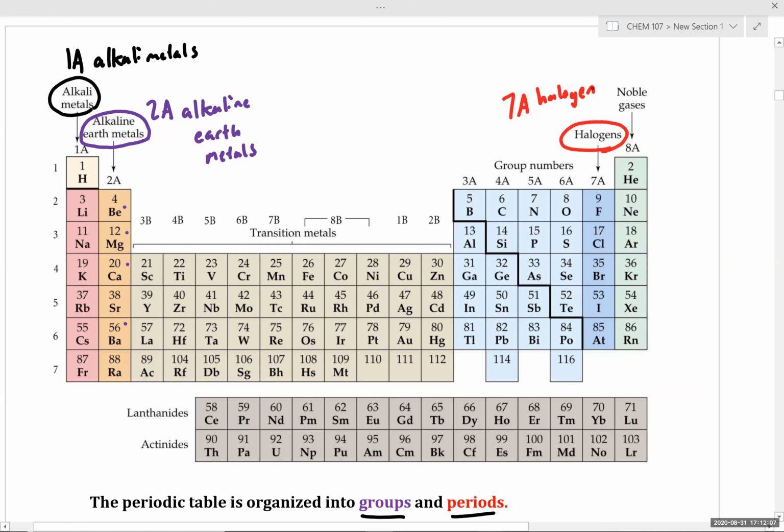Would someone like to give me an example of a halogen? What's an example of a halogen? Iodine, fluorine, both are reasonably valid. Perfect, perfect. So that looks great.